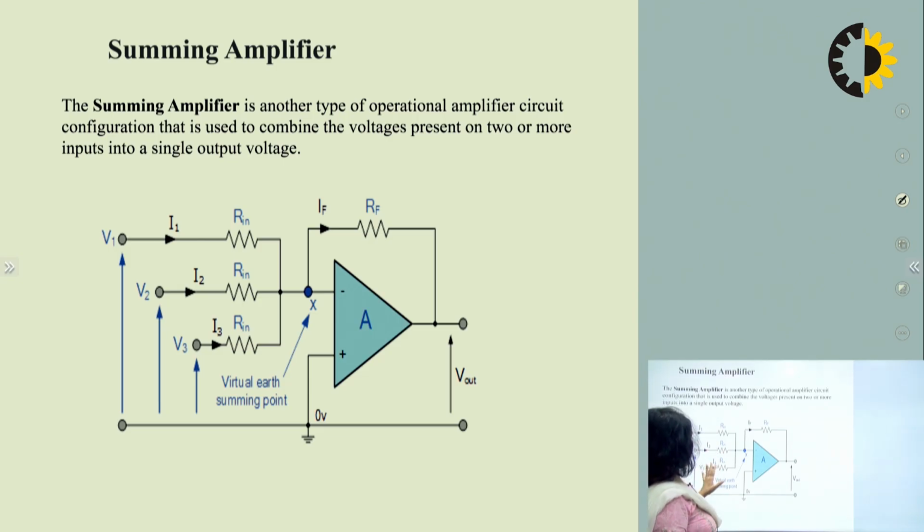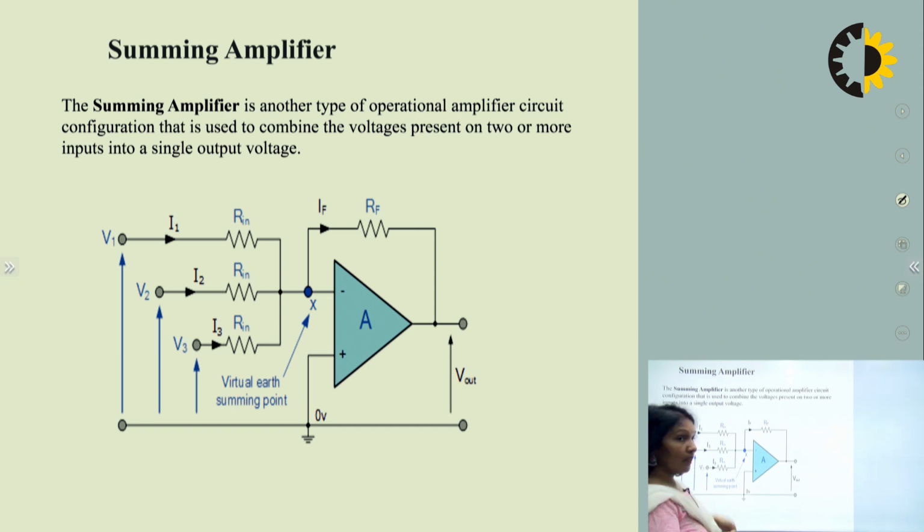Here we are showing three input signals being applied. How do we get the output? Suppose because of V1, current I1 flows through the input resistance, due to the V2 signal, current I2 flows, and due to V3, current I3 flows in the input terminal. We can increase the number of input signals as per your requirement.